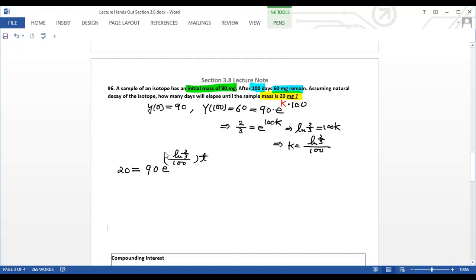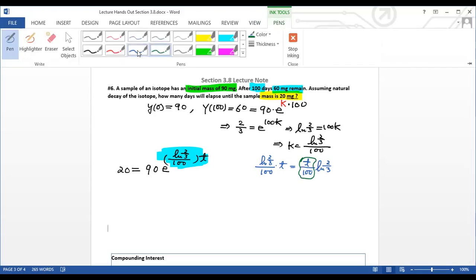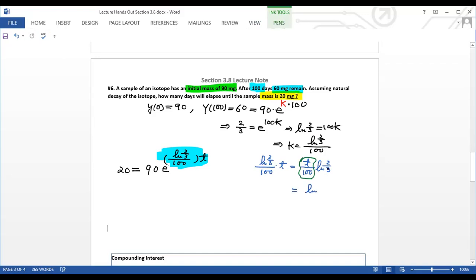I'm going to highlight it here in this color. Let's see, we can simplify that. So this is the K times T, so really it is T over 100 times natural log of 2/3, right? And then this is the constant in front of the natural log. What can we do? I can move it to the inside, and it will become natural log of 2/3 to the T over 100. Now I put this back.